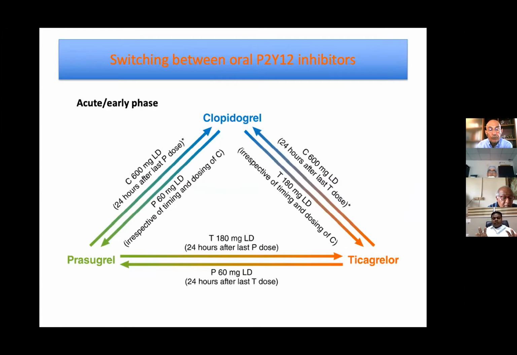To make it simpler, when you are escalating from clopidogrel to prasugrel or ticagrelor in the acute and early phase, you just give a loading dose irrespective of the timing and dosing of clopidogrel. Similarly, going from ticagrelor to clopidogrel, prasugrel to clopidogrel, or switching between prasugrel and ticagrelor, you have to give the loading dose. But in these cases, it is 24 hours after the last dose. For clopidogrel, irrespective of the dose; for the others, it is 24 hours after the last dose.